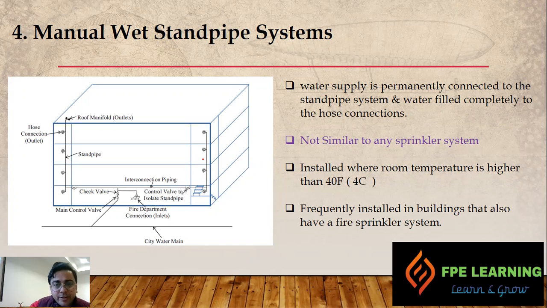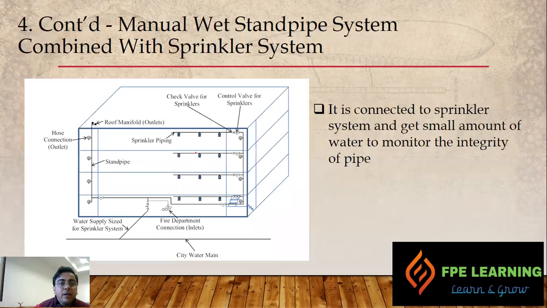is insufficient to meet the demand of the standpipe system. So in the manual wet standpipe system, the water to the standpipe system comes from the sprinkler system, right? If you can see in the next slide here, the manual wet standpipe system is combined with the sprinkler system. So it is connected with the sprinkler system, but the size of the pump, water supply and all is not sufficient to supply the water demand to the hose connection, but there is a little amount of water coming from the sprinkler system to the standpipe system, just for one cause, that they want to monitor the integrity of the pipe.